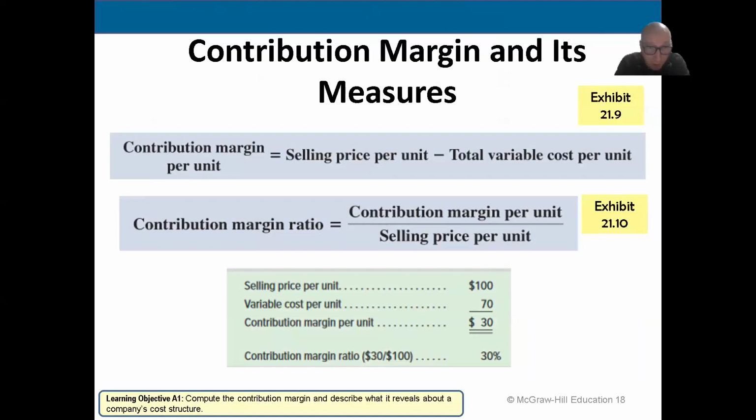I also want to find what we call the contribution margin ratio. Again, this kind of shows us the percentage of profit that I would earn from each unit. So we can take the contribution margin per unit that we found from step 1 and divide that by the sales price per unit. So $30 divided by $100 gives me 30%.